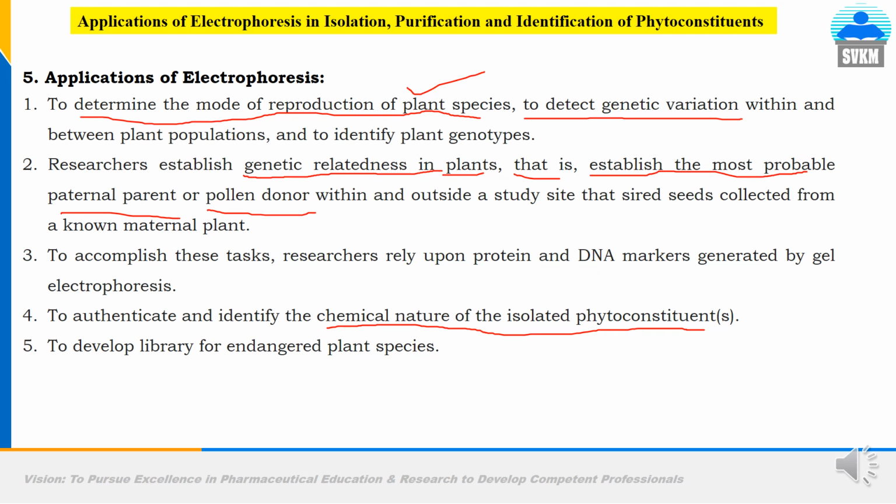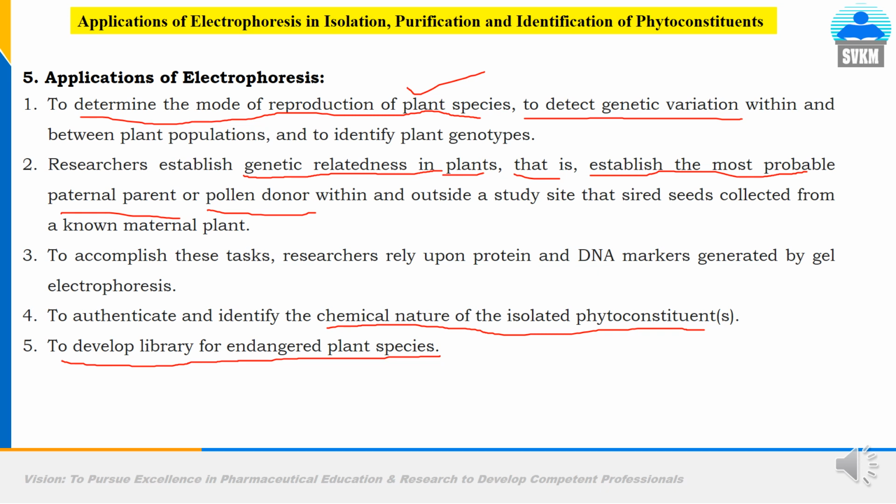Last but not the least, to develop a library for endangered plant species. Very important. By electrophoresis, one can easily develop a very nice library from its genetic makeup and phenotypic makeup, and thereby we can check the quality, purity, and identity of the genetic material of the plant species. Say, for example, if any plant is in the endangered zone, then we can simply identify genes, proteins and nucleic acids, and preserve them for coming years.